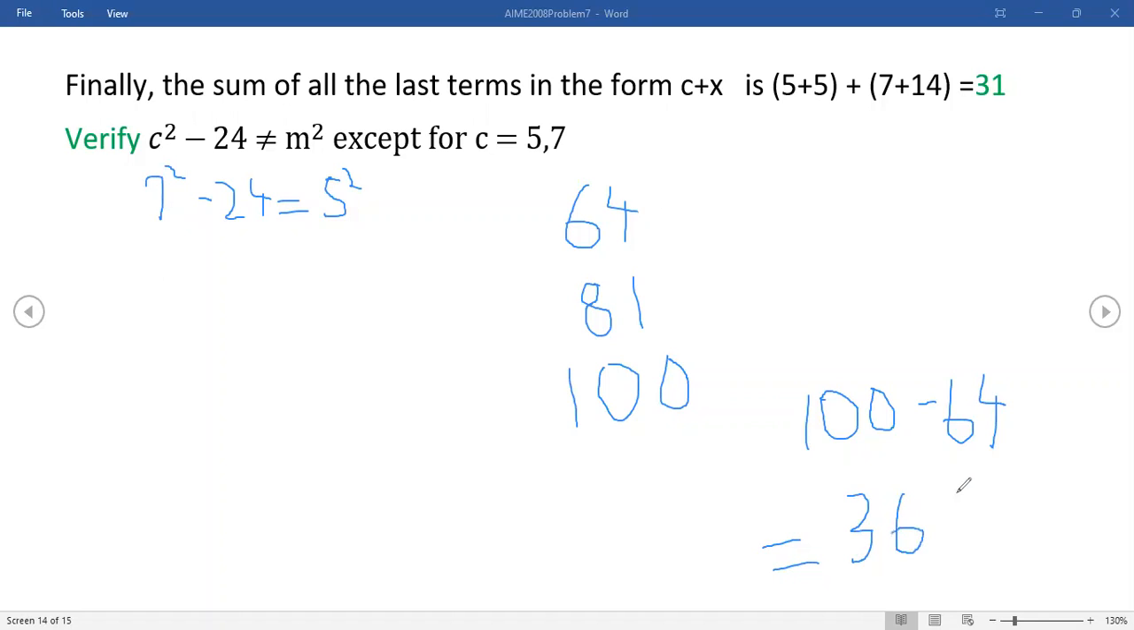I wouldn't call this super regular. We're not using congruences or anything like that. We're just kind of shotgunning this thing. But again, 5 and 7 are the only cases that hold up to this particular squared relationship. And again, the solution to the problem is 31.